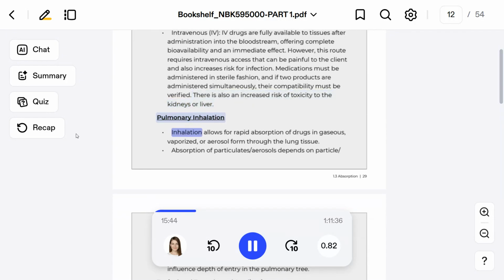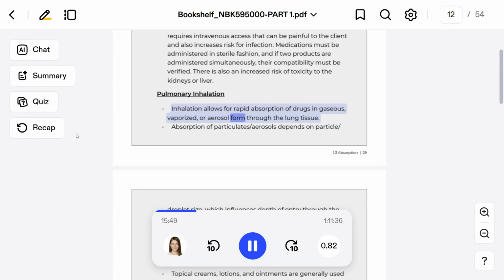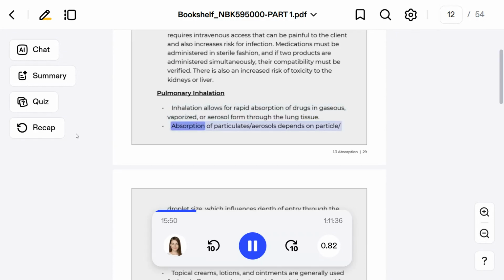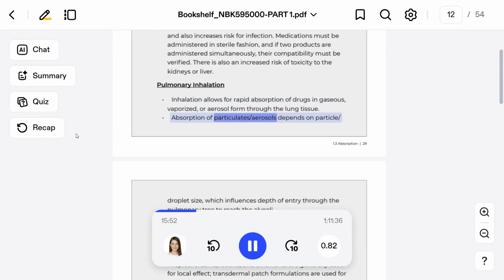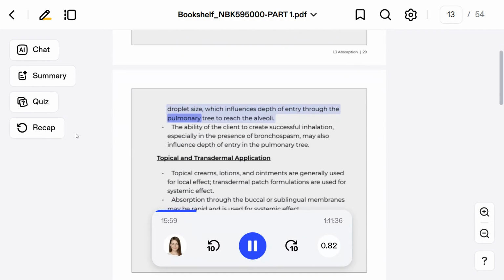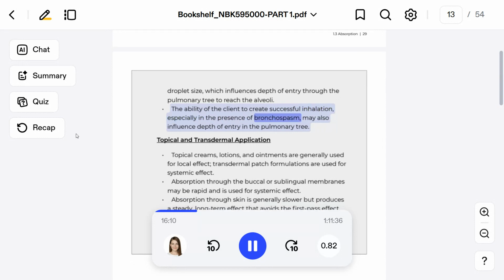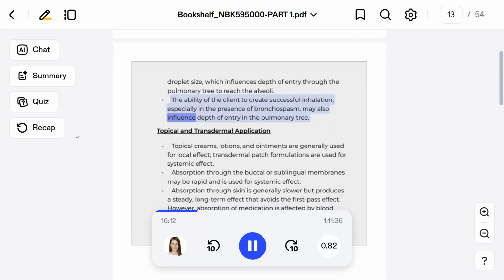Pulmonary inhalation. Inhalation allows for rapid absorption of drugs in gaseous, vaporized, or aerosol form through the lung tissue. Absorption of particulates and aerosols depends on particle droplet size, which influences depth of entry through the pulmonary tree to reach the alveoli. The ability of the client to create successful inhalation, especially in the presence of bronchospasm, may also influence depth of entry in the pulmonary tree.